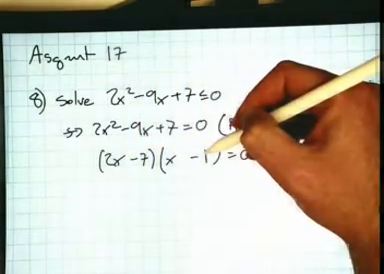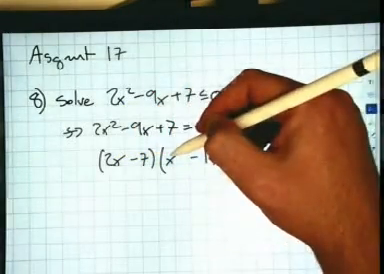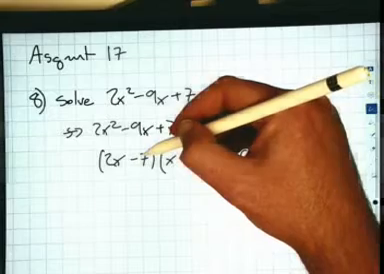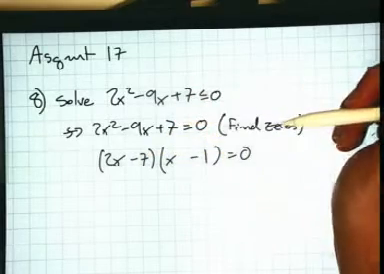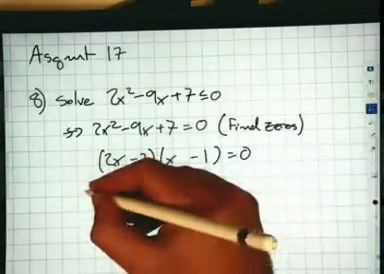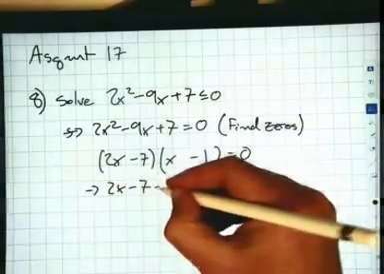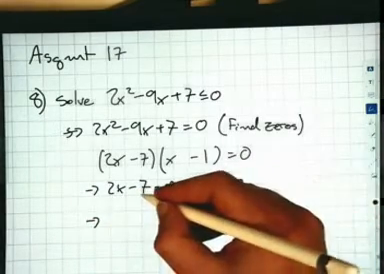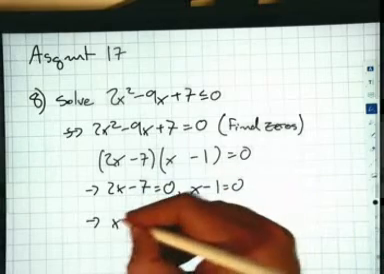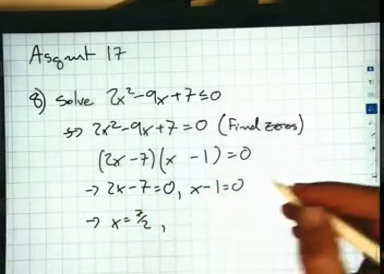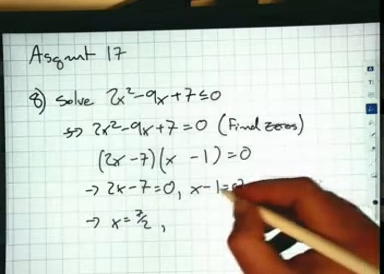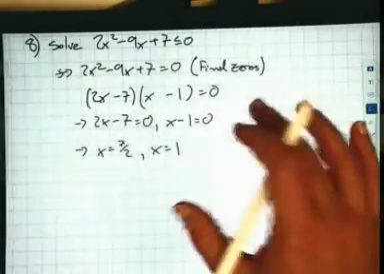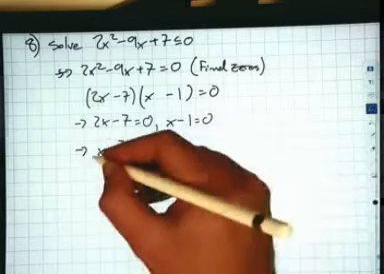2x times negative 1 is going to be a negative 2x. Negative 7 times x is going to be a negative 7x. Negative 7x and a negative 2x makes a negative 9x. Then negative 7 times a negative 1 is a positive 7. So there's the factored form, which then you can set each factor equal to 0. Add 7, divided by 2, x is equal to 7 halves, and then add 1, x is equal to 1. So these are the zeros of the function.